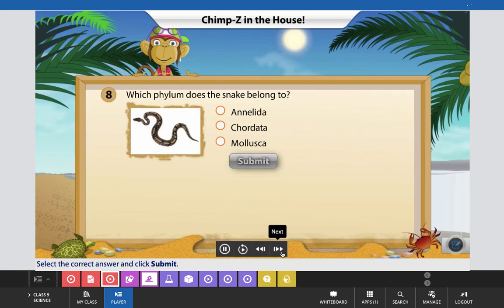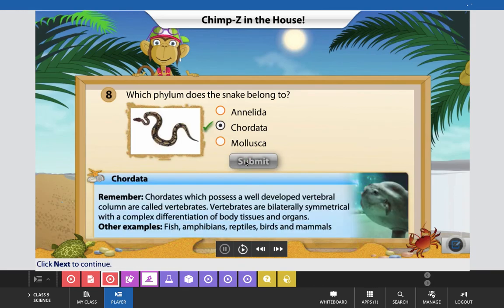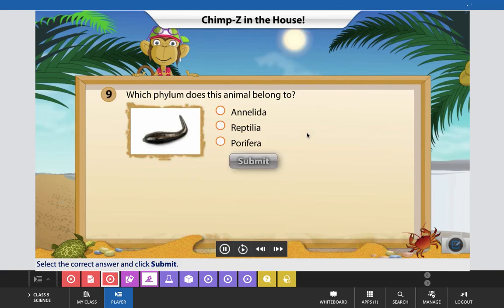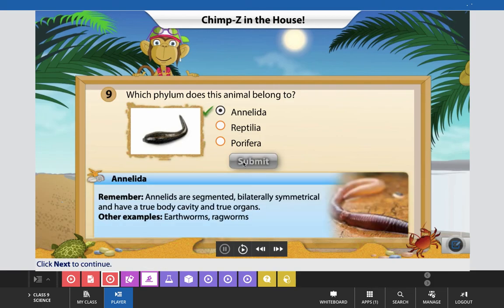Which phylum does this snake belong to? Snake belongs to Chordata phylum. Right. The snake has a spinal cord and belongs to the phylum Chordata. Now come to the next question. Do you know what phylum this creature belongs to? This looks like a leech, which means it belongs to Annelida. Submit. Right. These blood-sucking leeches belong to phylum Annelida.